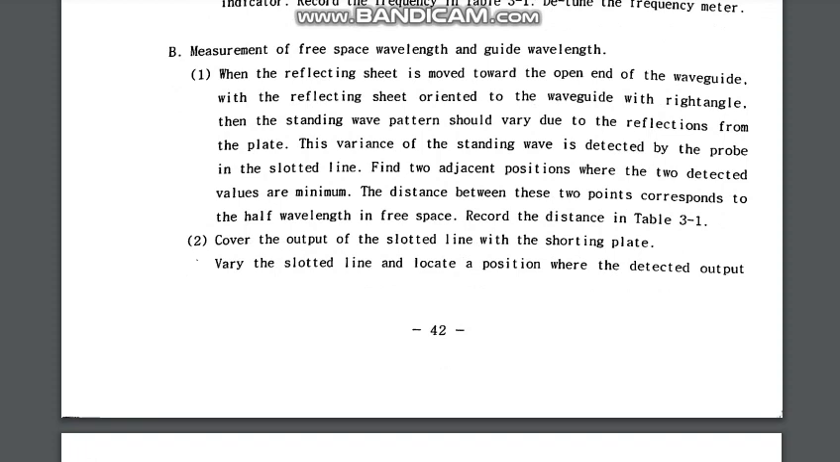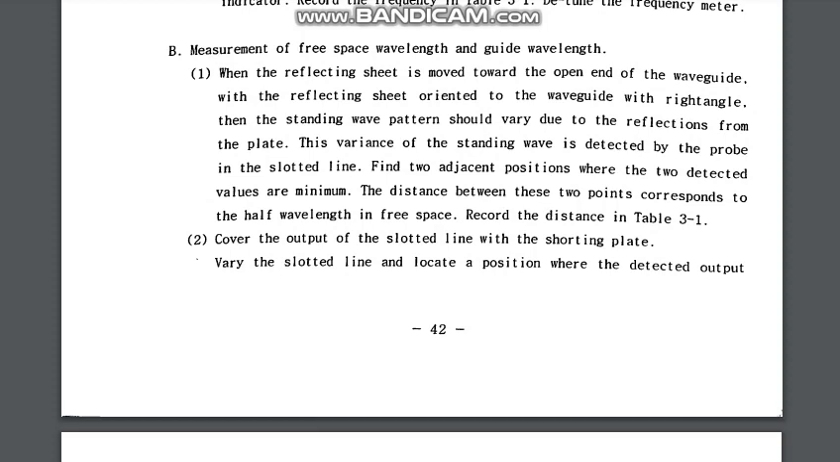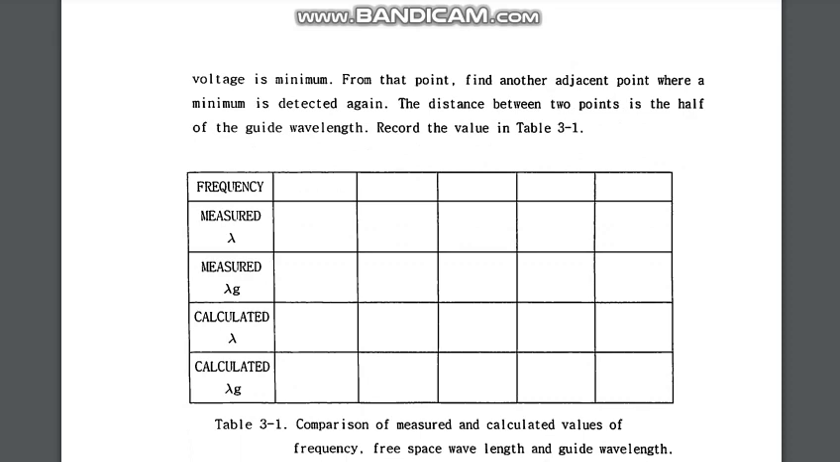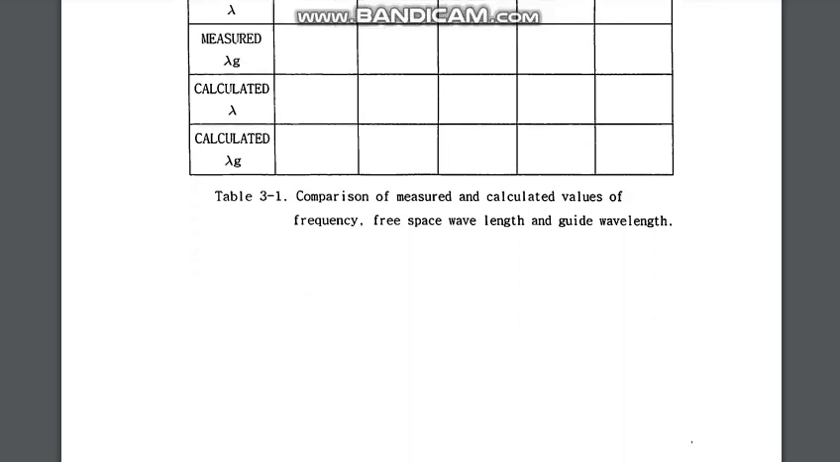Then cover the output of the slotted line with the shorting plate. Vary the slotted line and locate a position where the detected output voltage is minimum. From that point, find another adjacent point where the minimum is detected again. The distance between the two points is half of the guide wavelength. Record the value and the frequency. That is the measured lambda g and the calculated lambda g. Then we have to find the wavelength with different frequencies and compare them.